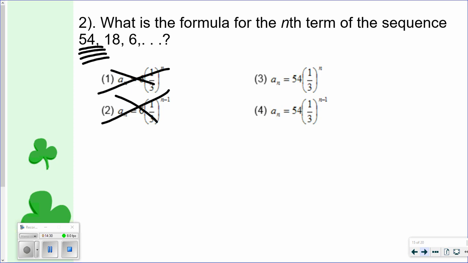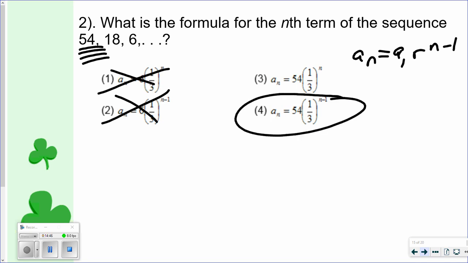Your formula, a sub 1 r to the n minus 1. The r's are all the same. I don't even have to figure that out. It's 1/3. All I need to know is the formula. Look at my reference sheet. It says n minus 1, so choice 4 is correct.